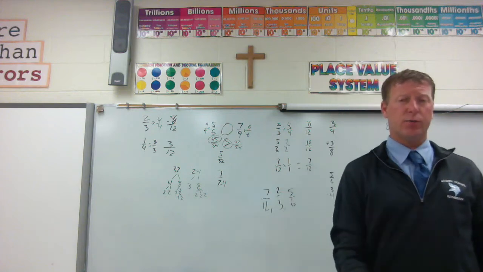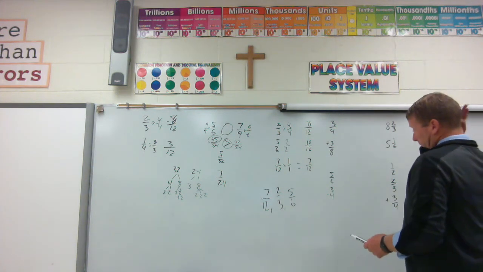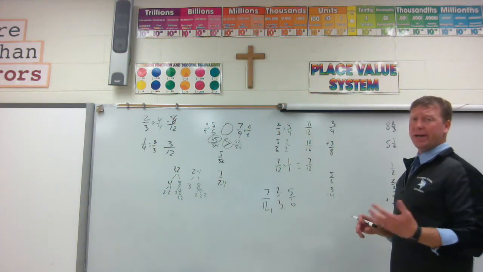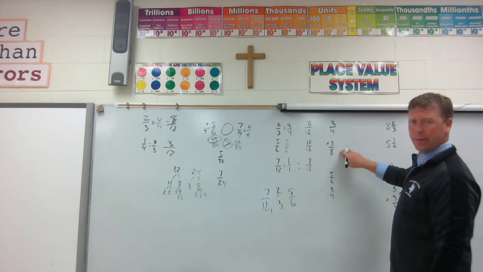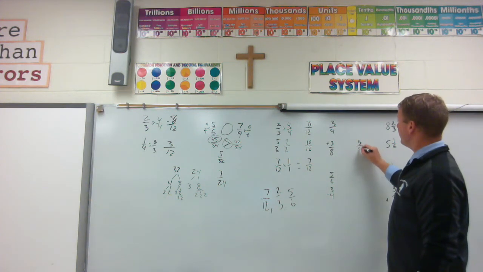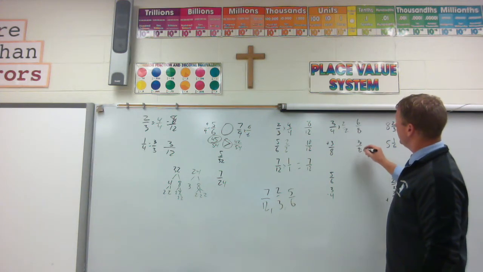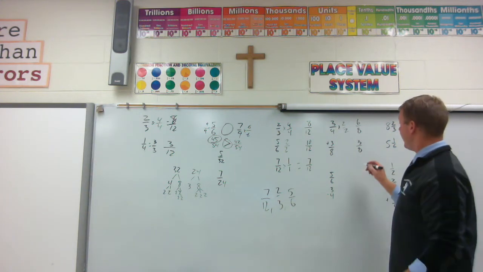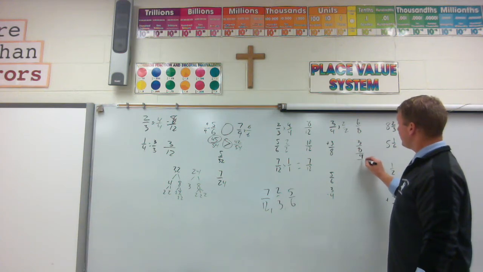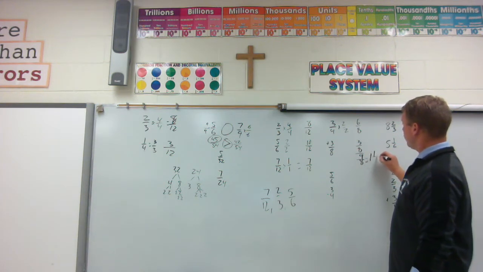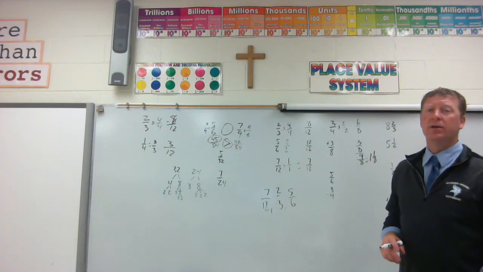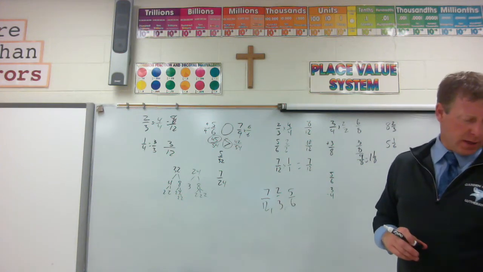So the first one says 3/4 plus 3/8. Now guys, we have to only rename one of them because the common denominator is 8, so this one stays the same. This one I have to multiply by 2 over 2 to get 6/8. Now I have common denominators. Now I add the tops, 9, bottoms stay the same, simplifies to 1 1/8. So I only had to rename one of those.